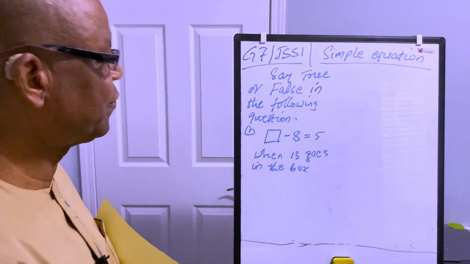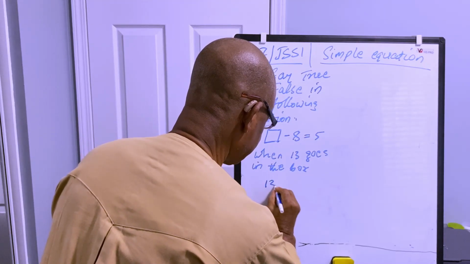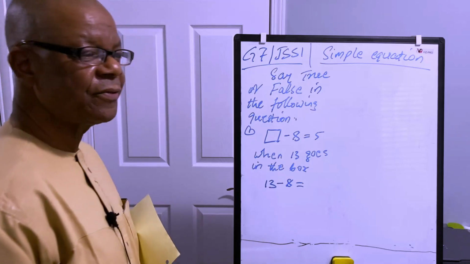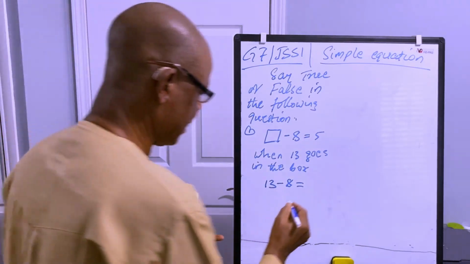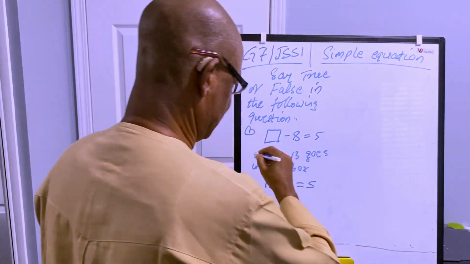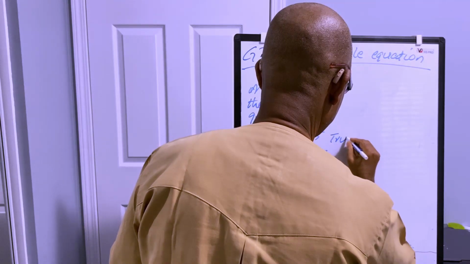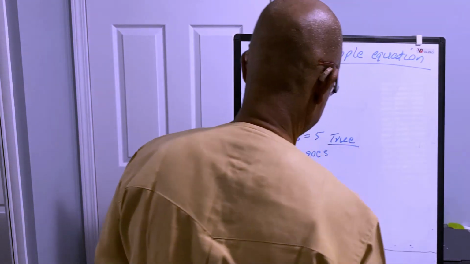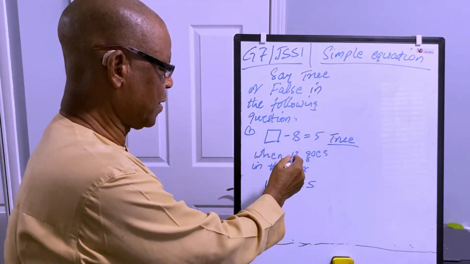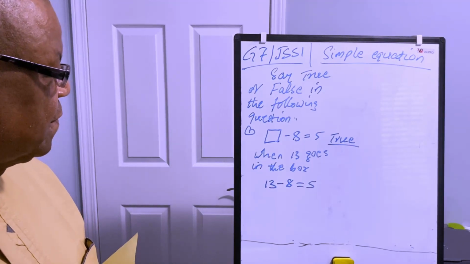What you do, you first of all solve to find out. You now say 13 minus 8. What is it? Is it 5? Yes, 13 minus 8 is 5. So you now say your answer to this question is it is true. That is your answer, because 13 minus 8 is 5.